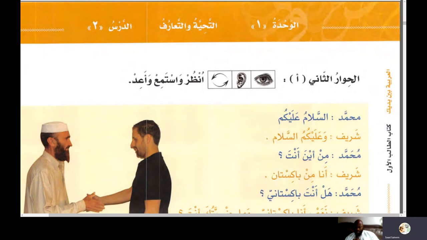First read it. Al-hiwar ath-thani. Like I told you, sometimes I don't know which vowel is here. When you don't know which vowel is here, just read any vowel, okay? Don't worry about mistakes, just read anything. Okay, inshallah.